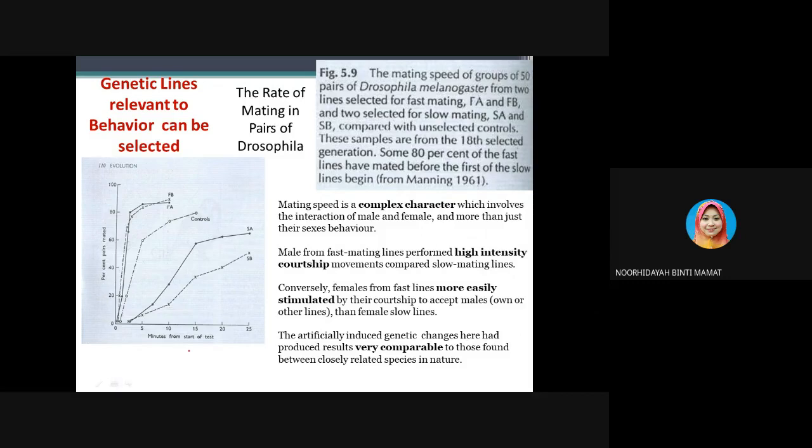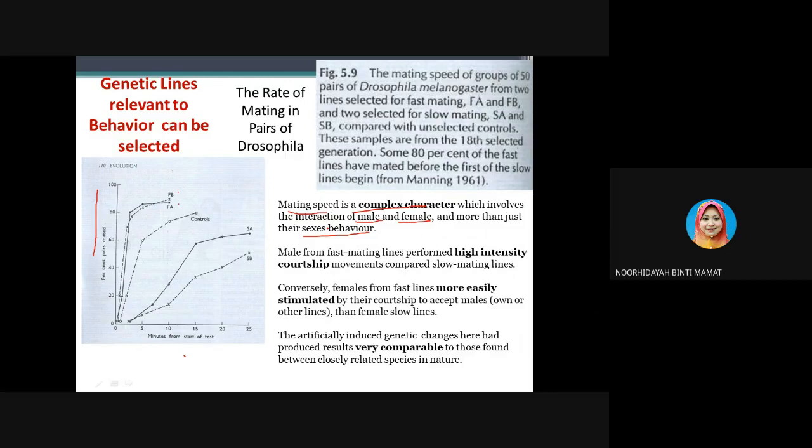So as you can see from here, this is the graph that shows the mating speed in Drosophila. The mating speed is actually a complex character which involves the interactions of males and also females, and more than just their sexes' behavior. Males from the first mating line perform a high intensity of courtship. So this is the intensity of courtship.